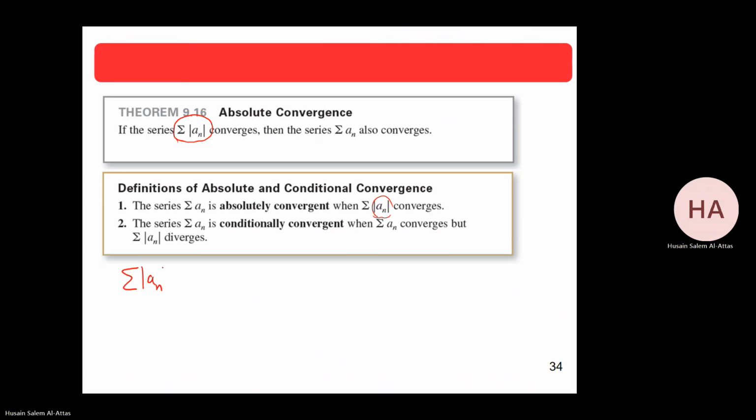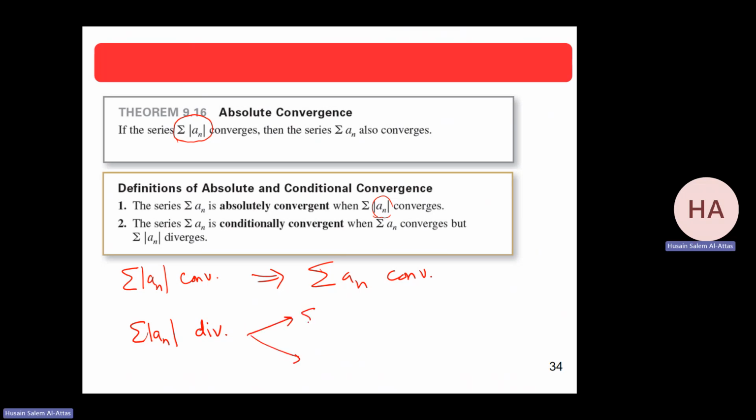Now, if the absolute value series converges, then what will happen? Then for sure the original series will converge. So both converge, the absolute value and the a_n, the original series. Now, if the absolute value diverges, then we have two cases. If the original series converges, by the way, you call this absolutely convergent.